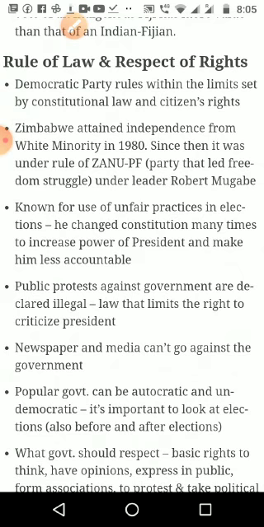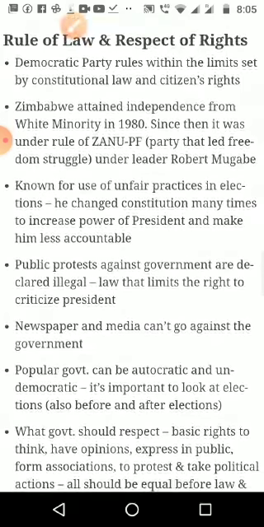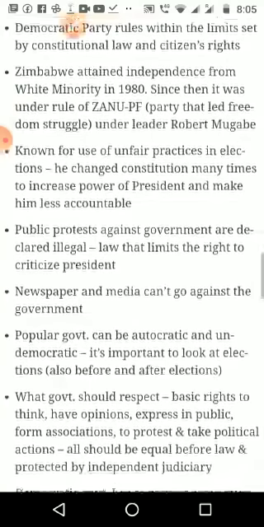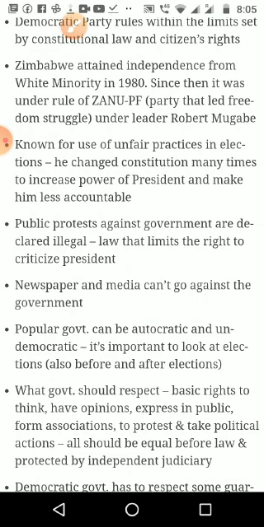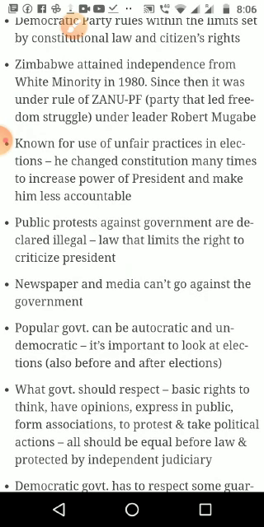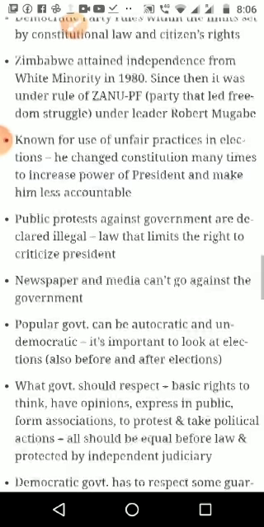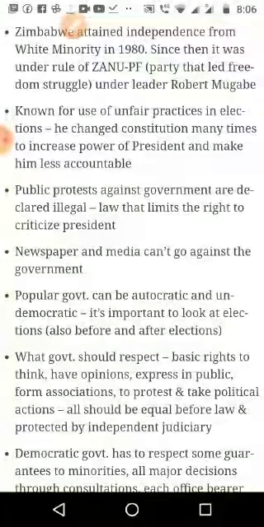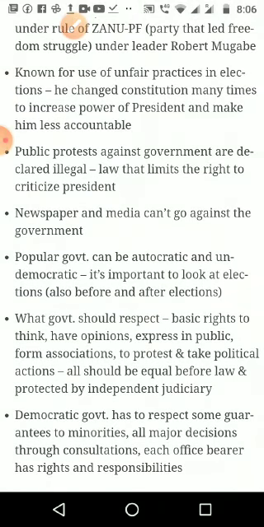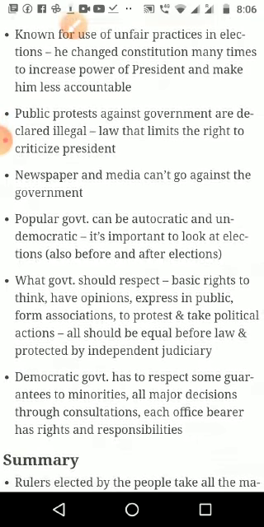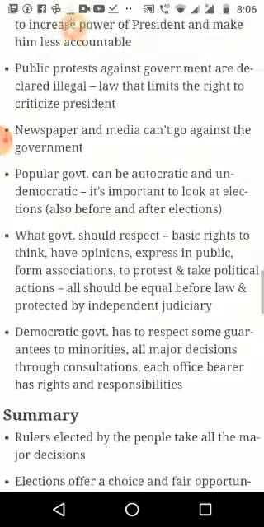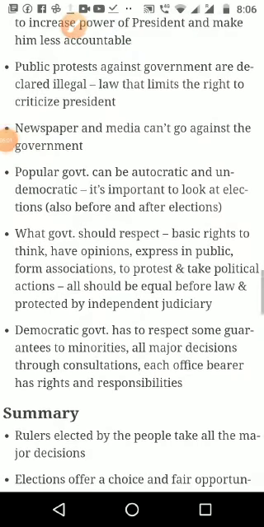A democratic government rules within the limits set by constitutional law and citizens' rights. Zimbabwe attained independence from white minority rule in 1980. Since then, it was under the rule of the ZANU-PF party, which led the freedom struggle under leader Robert Mugabe. Known for unfair practices in elections, he changed the constitution many times to increase the power of the president and make him less accountable. Public protests against the government are declared illegal. There is a law that limits the citizens' right to criticize the president. Newspapers and the media can't go against the government.